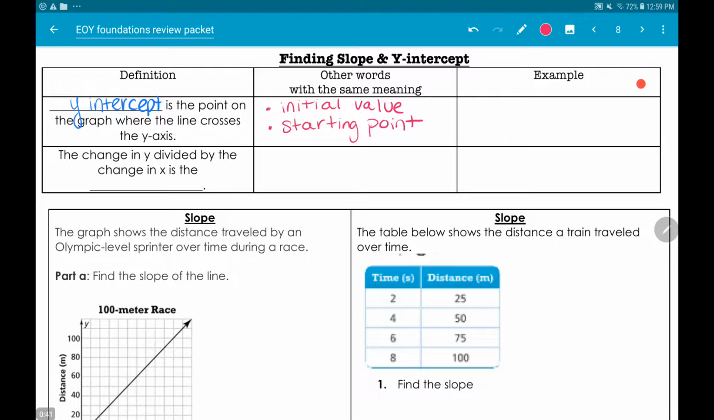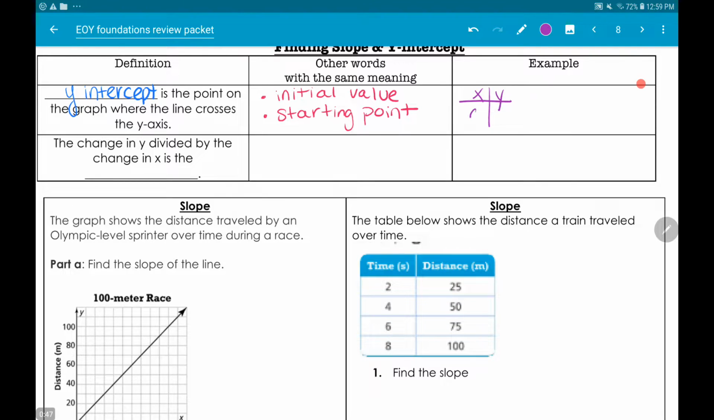Okay, so an example of a y-intercept is on a table. Alright, it is when x is 0. So in this case, the y-intercept is 6. On a graph, it's where it crosses the y-axis. So here, let's say this is 6, that means this is a y-intercept on a graph. So that's two ways you'll see it. You'll see it from a table or a graph.